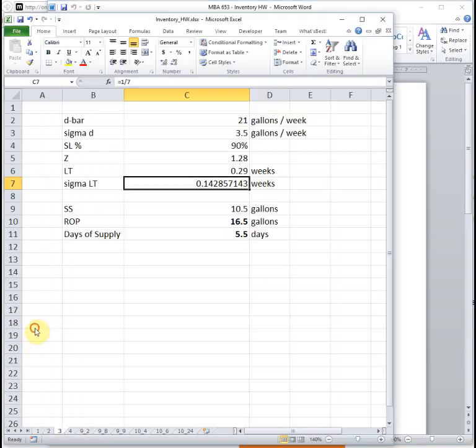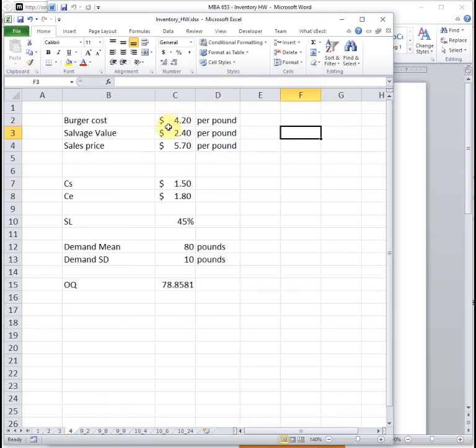If we look at that, here are your cost drivers, and this is from a previous problem. This is what it costs us to purchase. This is what we sell it for. This is what we sell it for if we don't sell it that day. So we have 2 cost drivers. The cost of being short is your penalty, or your disutility, if you don't have enough stuff. So if you run out, then what you lose is $1.50 for every pound you're short.